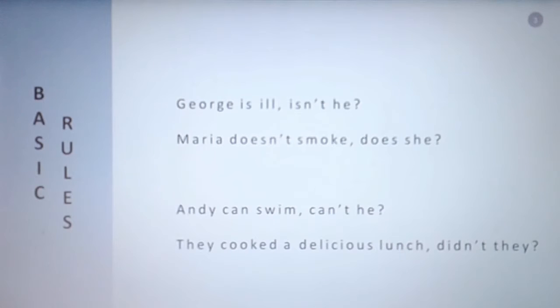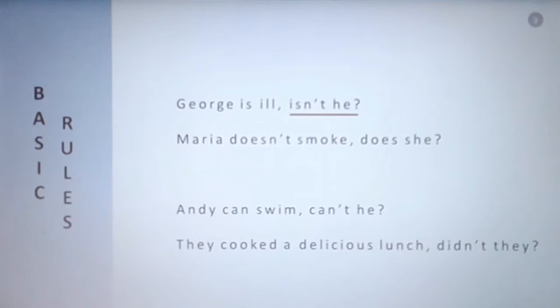Now let's talk about some basic rules of question tags. Here I present to you 4 sentences that you can also find in your student book, either on page 63 or on page 106. So, let's talk about the first sentence. George is ill, isn't he? Where's the question tag? This is the question tag, isn't he?